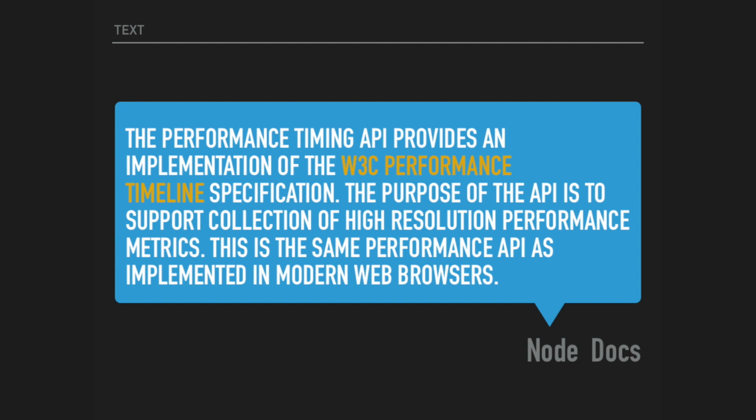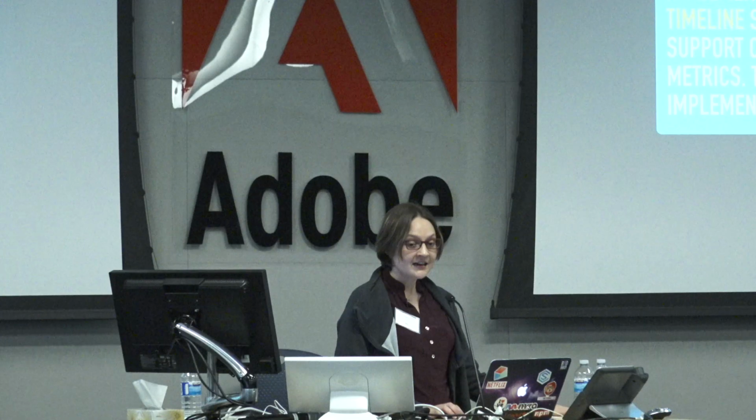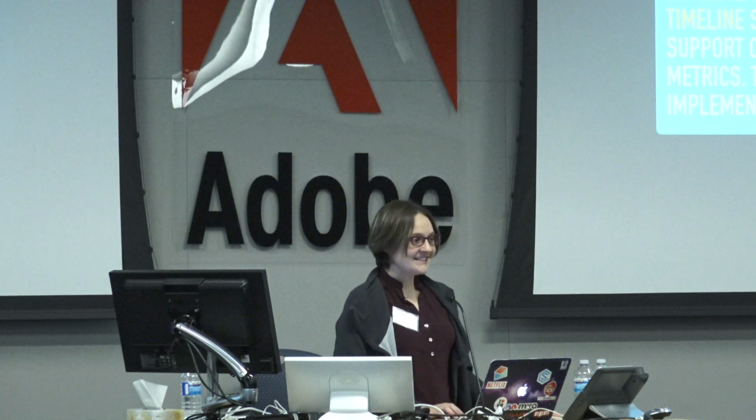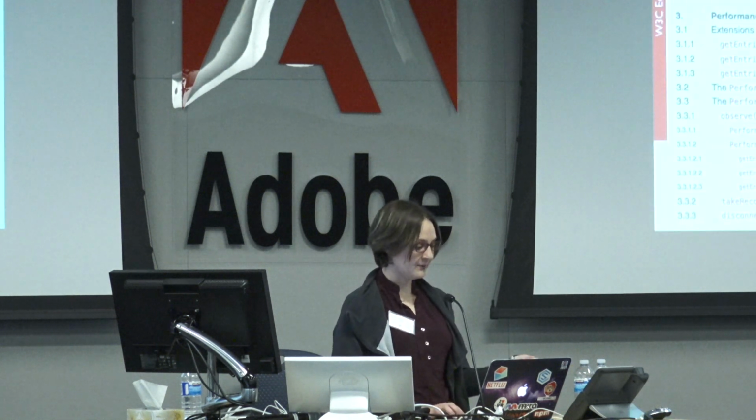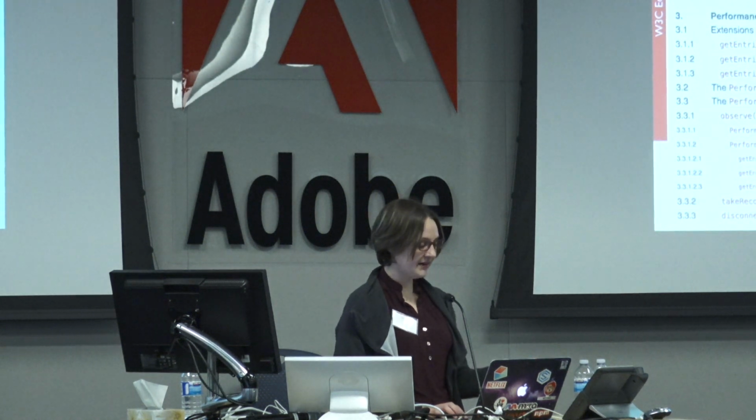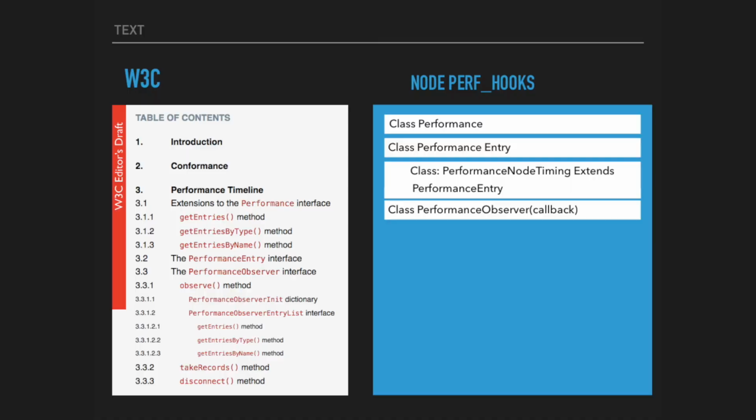And the purpose of the API is to support a collection of high-resolution performance metrics, which is the same performance APIs implemented in modern web browsers. So naturally, when I saw this, I didn't understand what it was saying. So I went ahead and went to the W3C site, which I took a screenshot of here, and started looking at the performance timeline. And then I went through the Node documentation, which is far too long to take a screenshot of, so I've just typed it up here for you instead. And you'll see that a lot of things are in common.